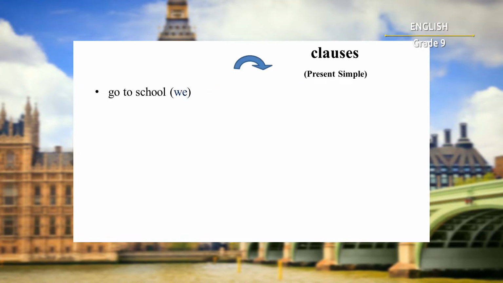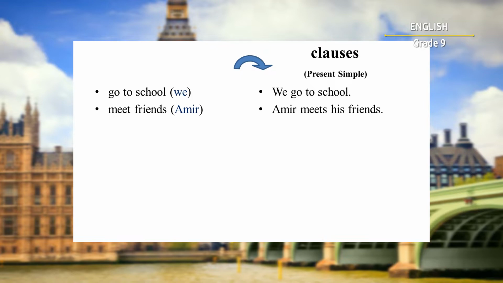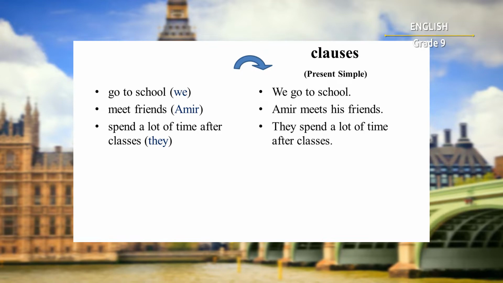Dear friends, can you help me to make clauses in present simple using subjects in brackets? For example, go to school, we. Yes, we go to school. Now, look at other verbs and make clauses with them. Meet friends, Amir. Amir meets his friends. Spend a lot of time after classes, they. They spend a lot of time after classes.